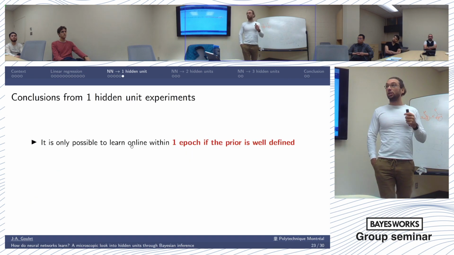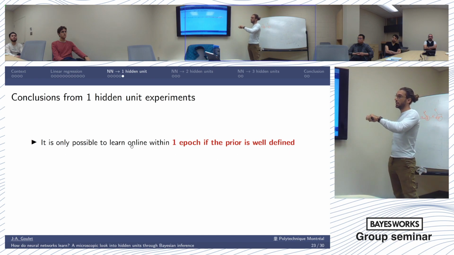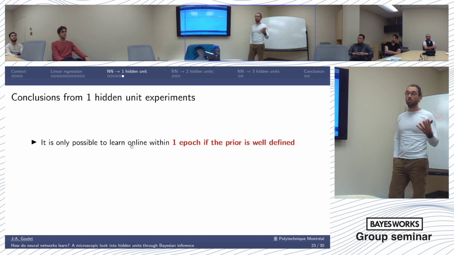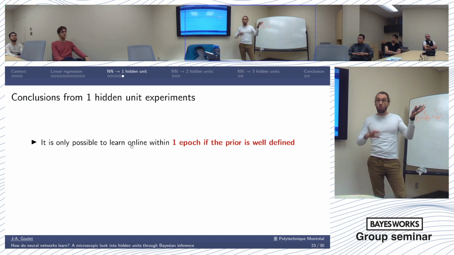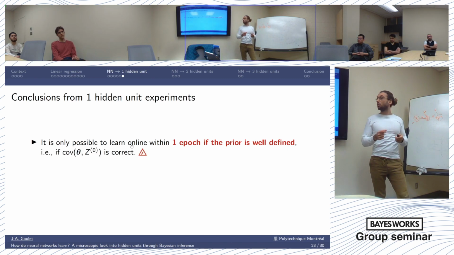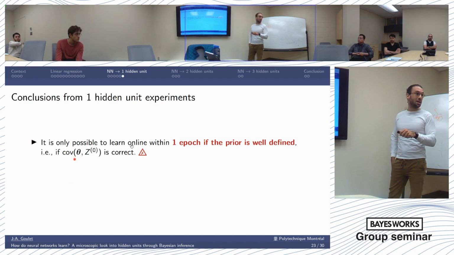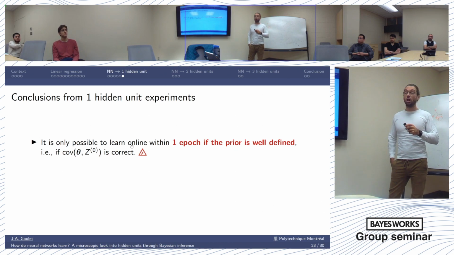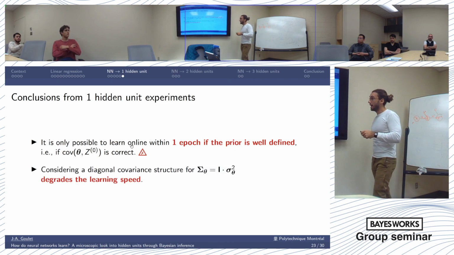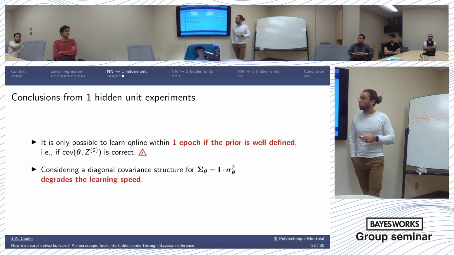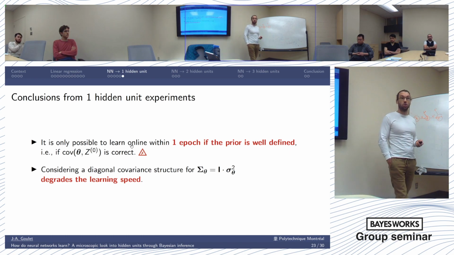So the conclusion we can draw from this one hidden unit experiment is that it's only possible to learn in one epoch if our prior is correctly specified for our parameters. In that case, if the covariance is in the right region of the domain, it will lead us to where we want to go. And in general, considering a diagonal covariance will degrade our capacity to learn quickly.